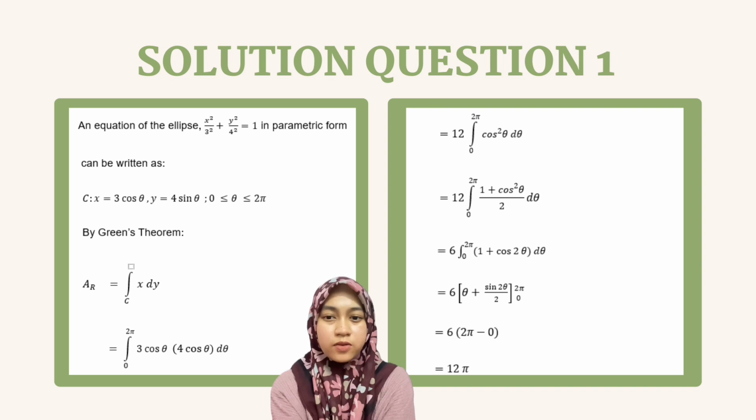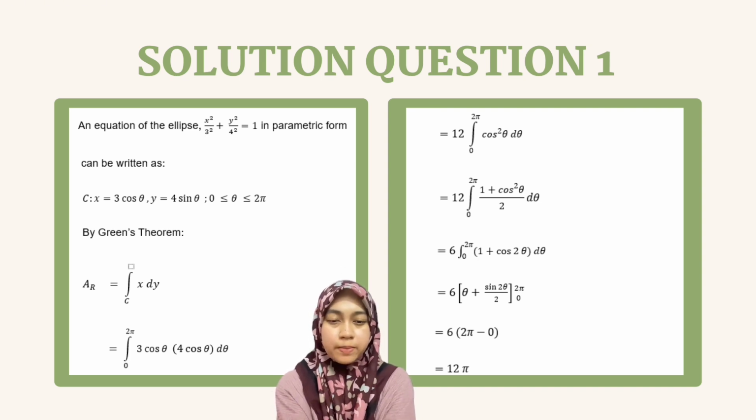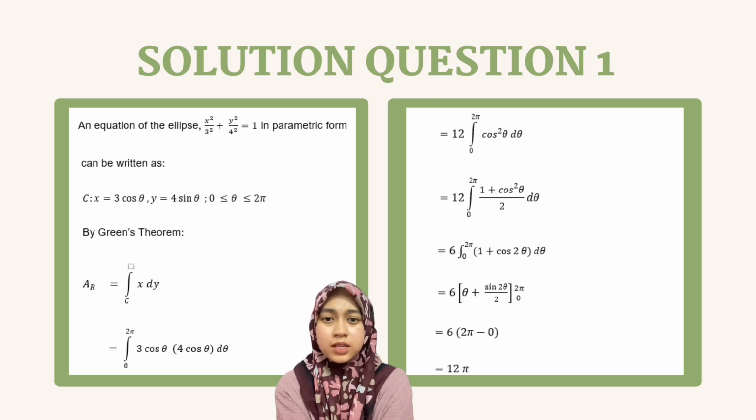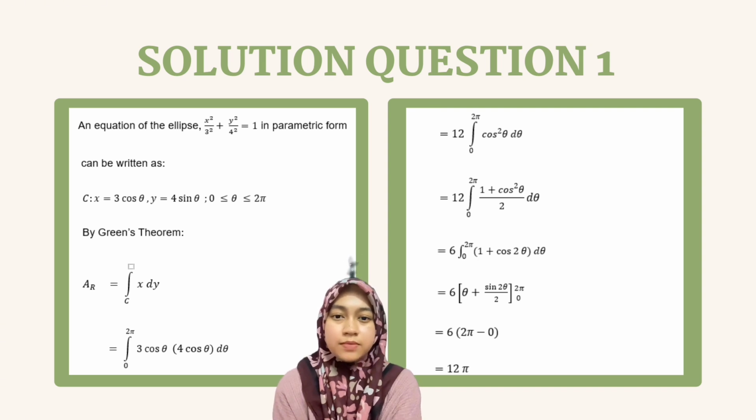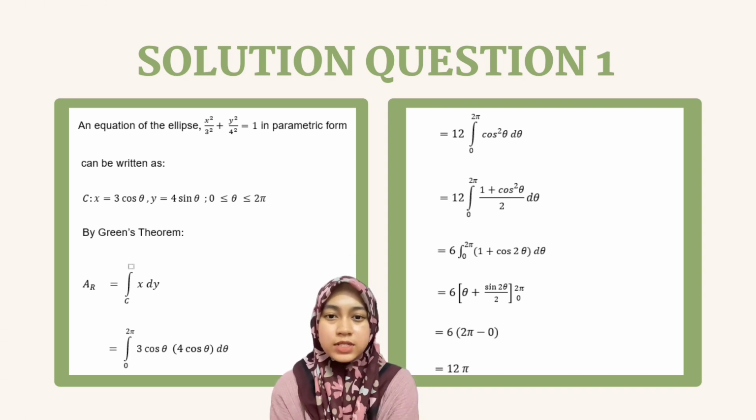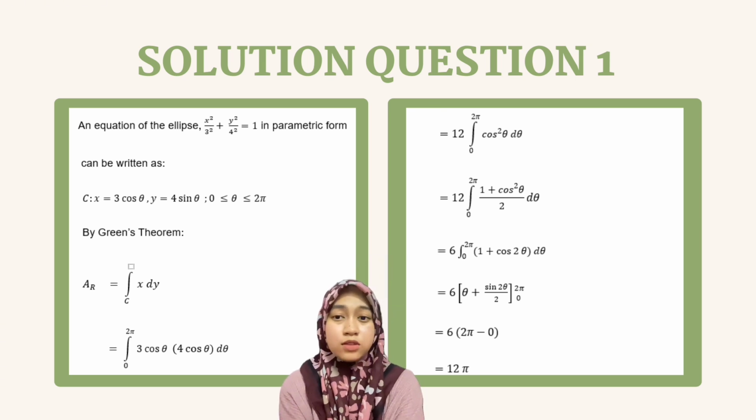An equation of the ellipse is x squared over 3 squared plus y squared over 4 squared equal to 1. We start by expressing the ellipse in its parametric form. x and y are given in terms of theta. This will help us set up the integral for Green's theorem. By Green's theorem, A equals the line integral around C of x dy. This equation states that area is found by evaluating the line integral of x dy around the curve C. Green's theorem relates a double integral over a region to a line integral over its boundary. Here we use it to convert the area calculation into a line integral.